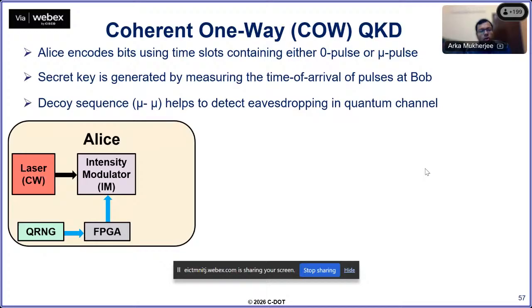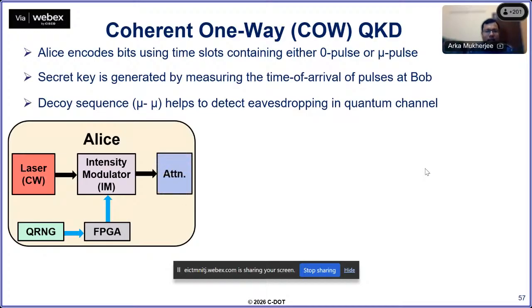And then there is a QRNG. QRNG stands for quantum random number generator. There is a chip that generates quantum random numbers. It feeds an FPGA, and ultimately this FPGA drives that intensity modulator through an RF driver in between. That is not shown in this diagram, but there is always an RF driver because this intensity modulator requires a higher voltage, of the order of 6 to 7 volts. So that's how Alice operates.